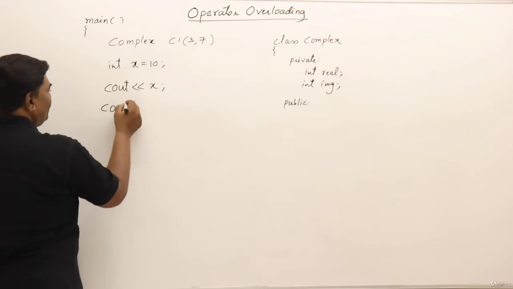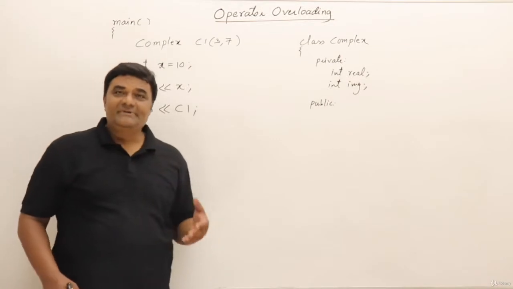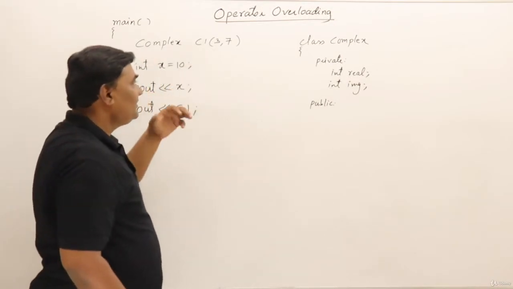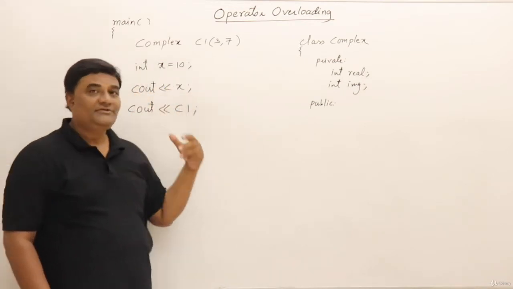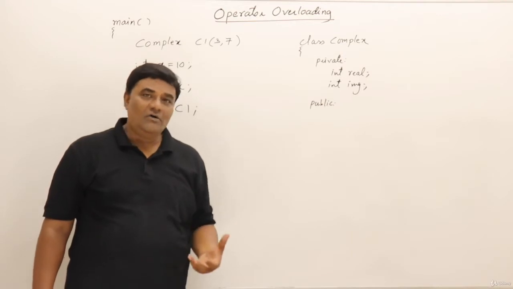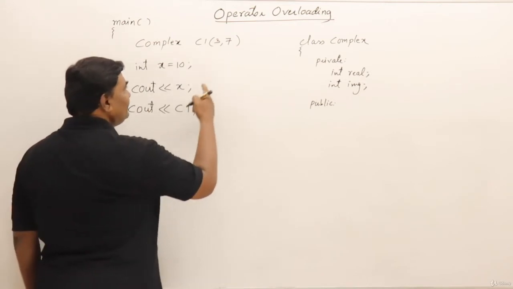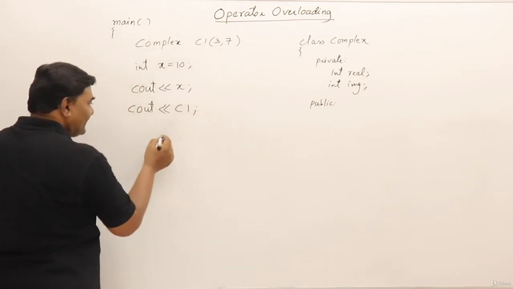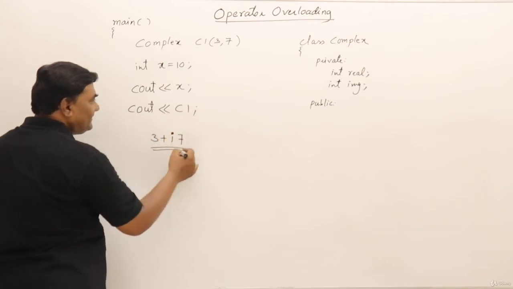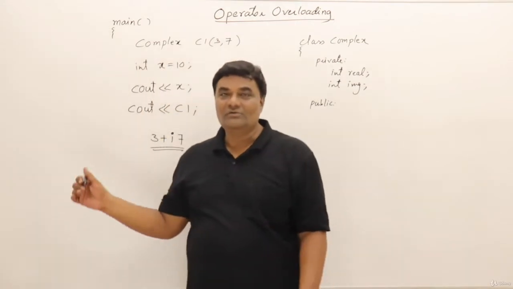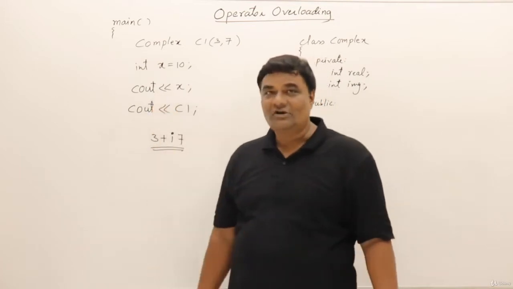In the same way, I want to say cout c1. Does C++ know how to display a complex number? No, it doesn't. Does it know how to display integer, float, character? Yes, any type of data you can use with cout. Then how about displaying my own objects? When I say cout c1, if c1 is 3, 7, the result I want on the screen is 3 plus i7. C++ doesn't know how to display a complex number, so can't I overload this insertion operator?